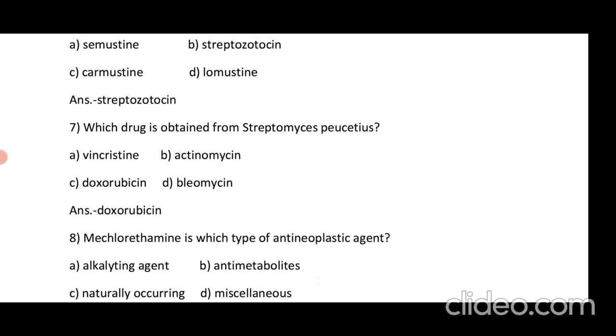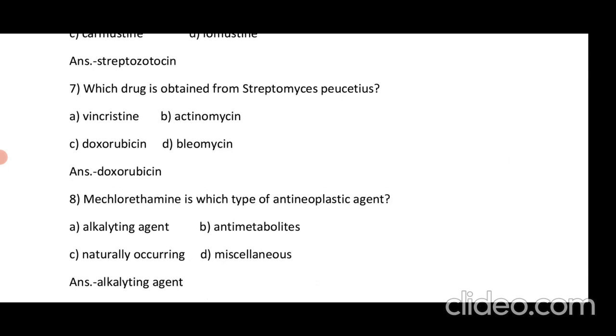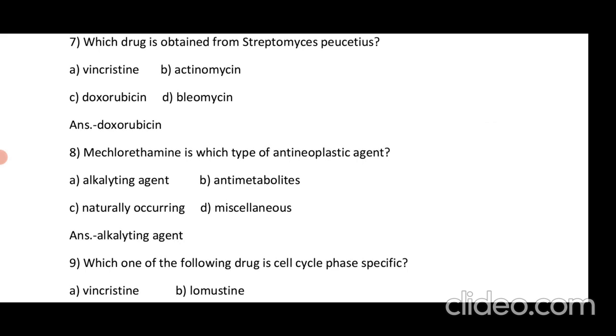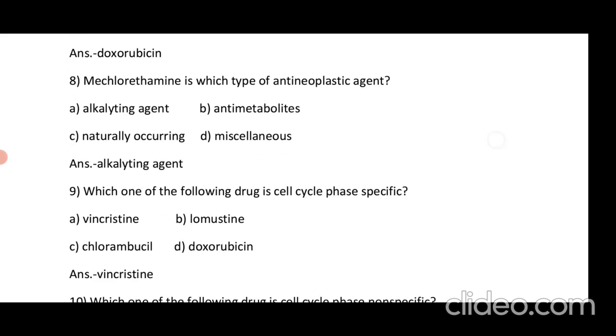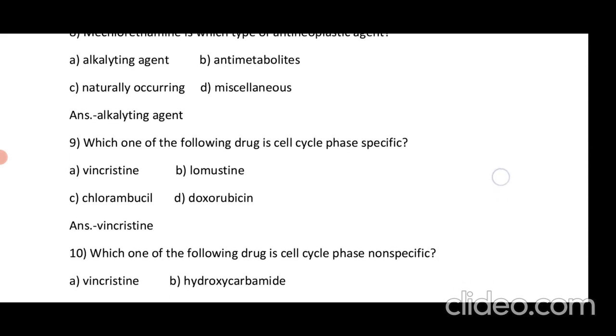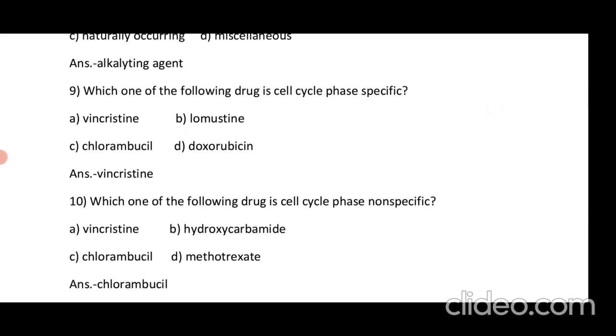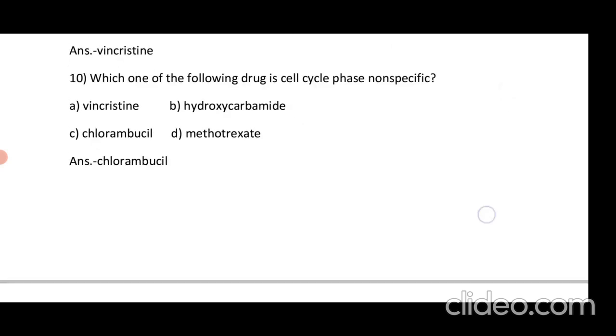Mechlorethamine is which type of antineoplastic drug? Alkylating agent. Alkylating agent is mechlorethamine, which is widely used as an antineoplastic agent. Which of the following drugs is cell cycle phase specific? Vincristine is a cell cycle phase specific antineoplastic drug. Which of the following drugs is cell cycle phase non-specific? Chlorambucil. Chlorambucil is a cell cycle non-specific antineoplastic drug.